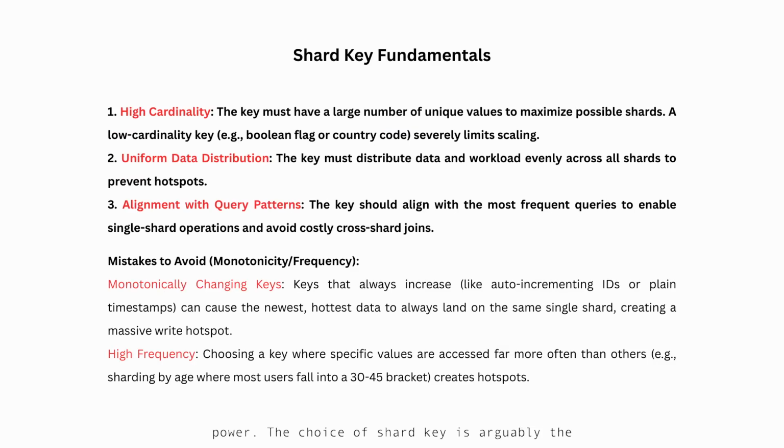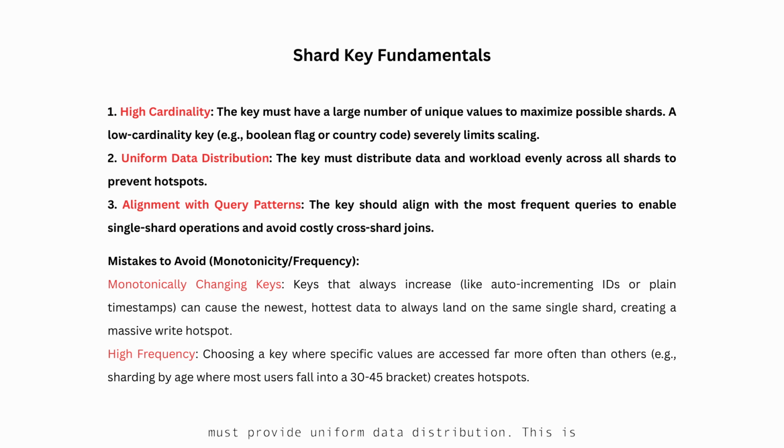The choice of shard key is arguably the single most critical decision in distributed system design. A bad shard key leads to an imbalanced cluster with performance-killing hotspots. A good key must have high cardinality. If you choose a field like region that has only 5 values, you are immediately limited to 5 potential shards. A user ID, by contrast, provides high cardinality, allowing for much finer distribution.